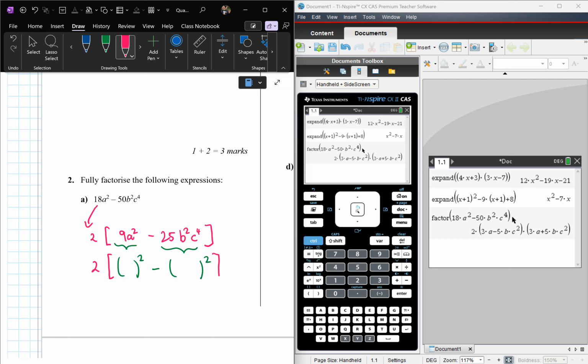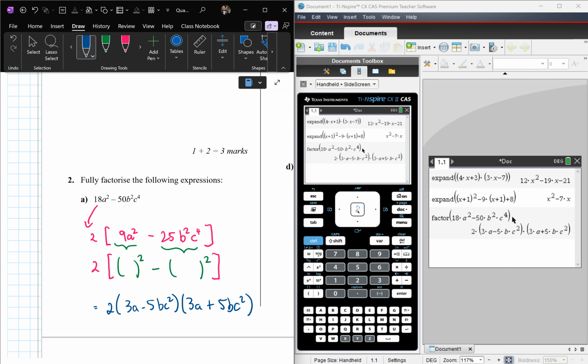Notice how I'm using my brackets. I'm very clear with what I'm doing. I took out the 2, and the aim is to figure out what goes inside the little brackets when you square. If you do it correctly, this should be the answer over here. It should be 2 bracket 3a minus 5bc squared, and then 3a plus 5bc squared.